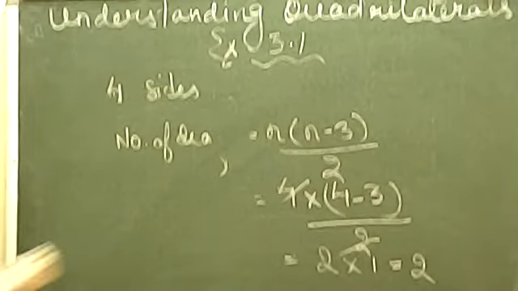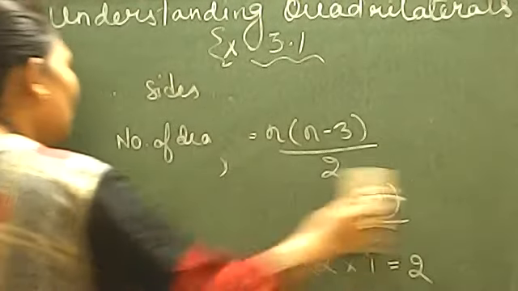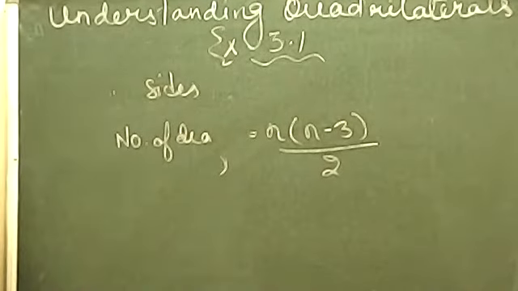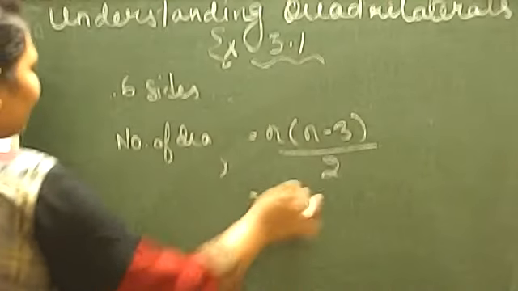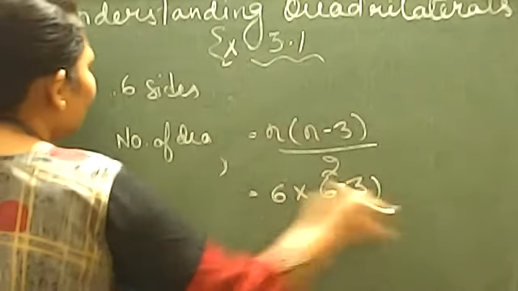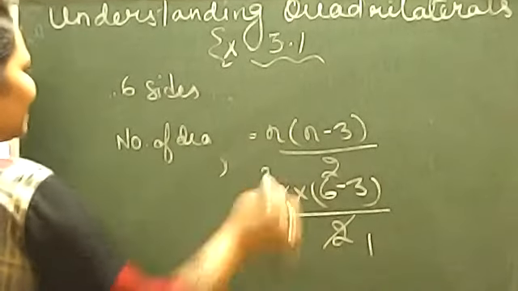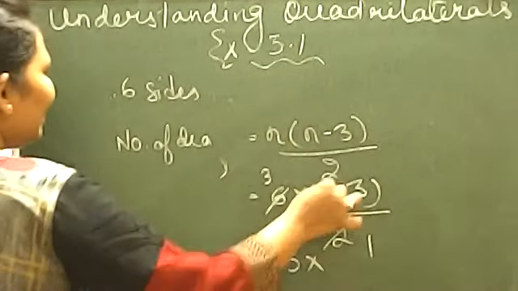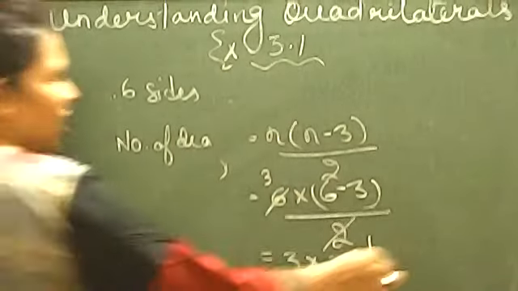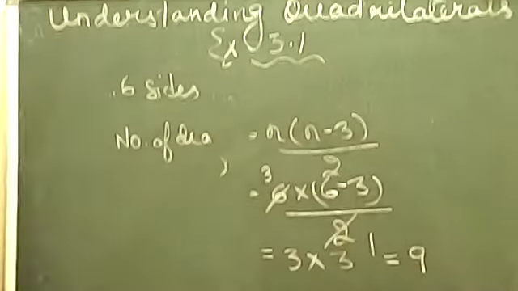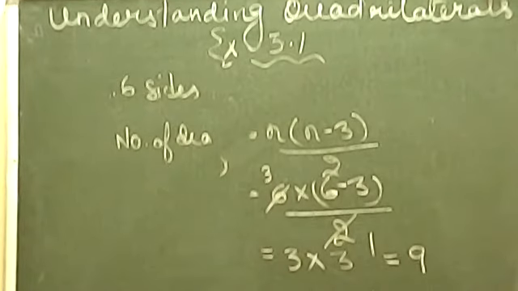Now the next question is telling here for regular hexagon. So regular hexagon, you all must be remembering, means hexagon has 6 sides. So wherever you have n, you will place 6 into 6 minus 3 upon 2. So this is 2 and this is 3. 2 3s are 6. It will give you 3. Multiply by 6 minus 3. 6 minus 3 means 3 only. So the answer will be coming as 9 diagonals. So the answer will be 9 diagonals which a regular hexagon has.